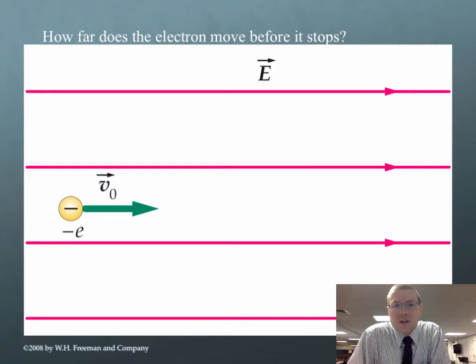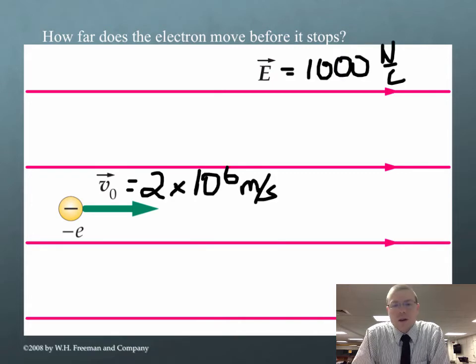So here's our question. Example 1, we've got a nice steady electric field here. We've got an electron that is fired with an initial velocity into this field. We want to know how far does it travel. So here we go. We've got the electric field strength of 1,000 newtons per coulomb pointing from the left to the right, and we've got the initial velocity of the electron at 2 times 10 to the 6th meters per second. That's 2 million meters per second. And yes, that is street legal.